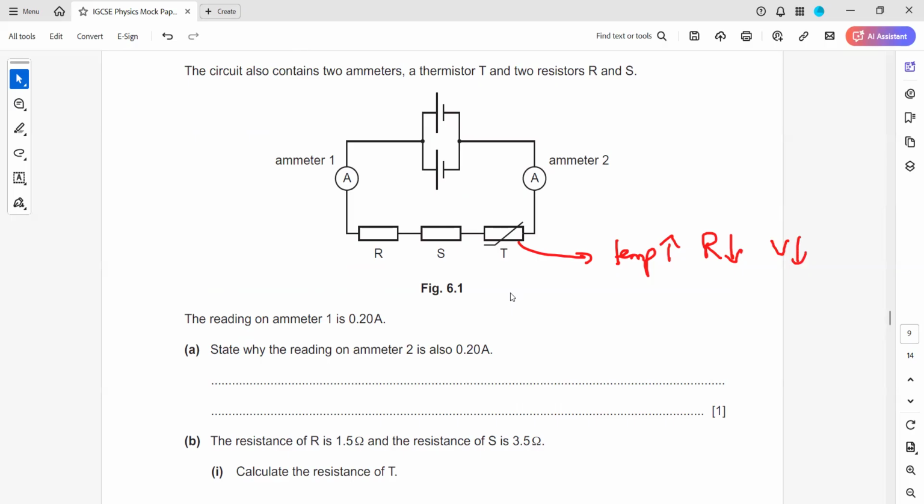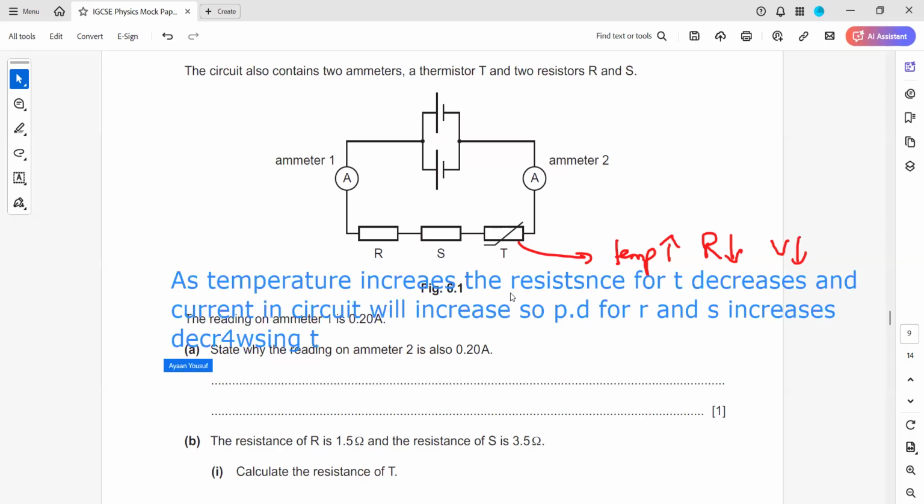So how do you score the marks here? You will mention that a thermistor is a semiconductor, and an increase in temperature reduces the resistance. As it reduces the resistance, the potential is smaller. As the temperature increases, the resistance of the thermistor decreases and the current in the circuit increases, so the potential.